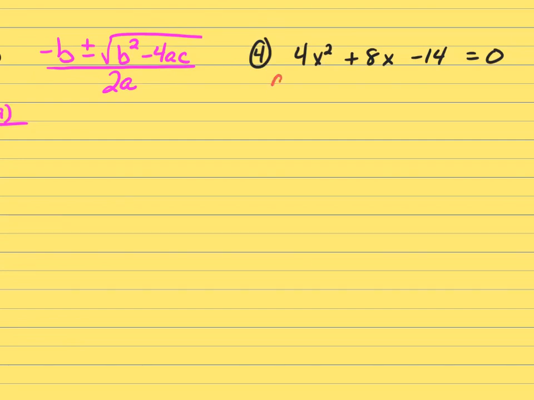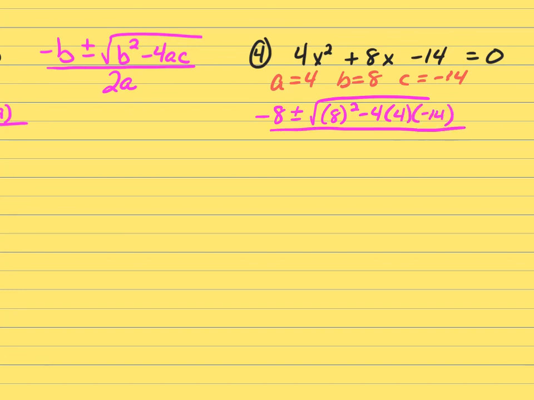All right, step number 1 is always to list my A value, B value, and C value. And then I'm going to plug them into the quadratic formula. So negative 8 plus or minus the square root of 8 squared minus 4 times A times C, all divided by 2 times A, 2 times 4. Bring down everything but my discriminant. And what is the discriminant on this problem? 288? Yeah.